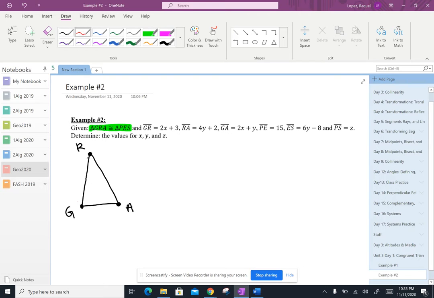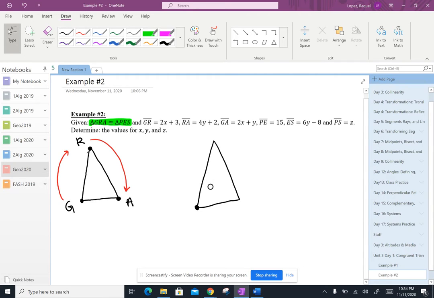And I want us to remember really quickly that we started at this vertex and then we went to R and then we went to A. Because when I draw my second triangle, I want to follow that same pattern. So I'm going to name this triangle the same way that I did GRA. I started in the bottom left-hand vertex, so I'm going to start with P, and then go to the top vertex. This is E, and this is S.